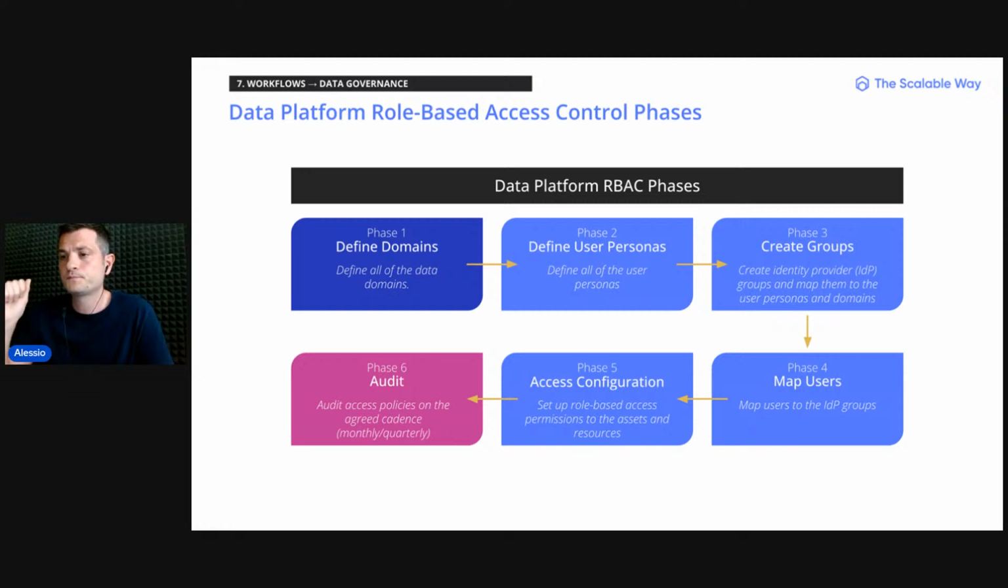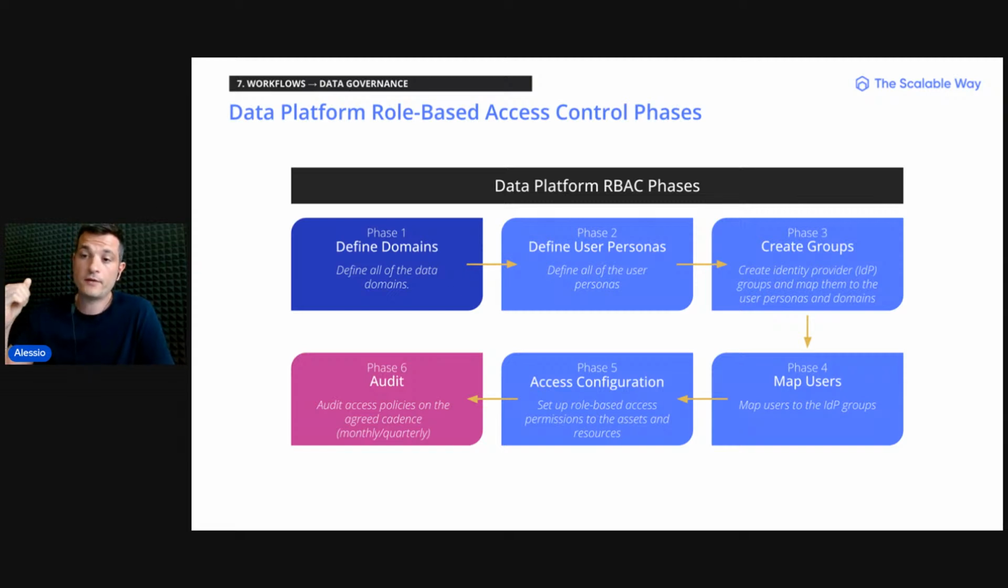Once you define the domain, you define the personas, so this is connected with the workflows. You create groups, you map the users to the groups, and then you do some technical work, access configuration, to synchronize the groups, and then you have audits. I'm going to take a step back and explain what all of this means. Very simply, a domain becomes an Active Directory group if your company is using Microsoft, and your Active Directory group is what you're going to use to manage access to resources and assets. It's very simple, yet somehow people always find a way to complicate this.